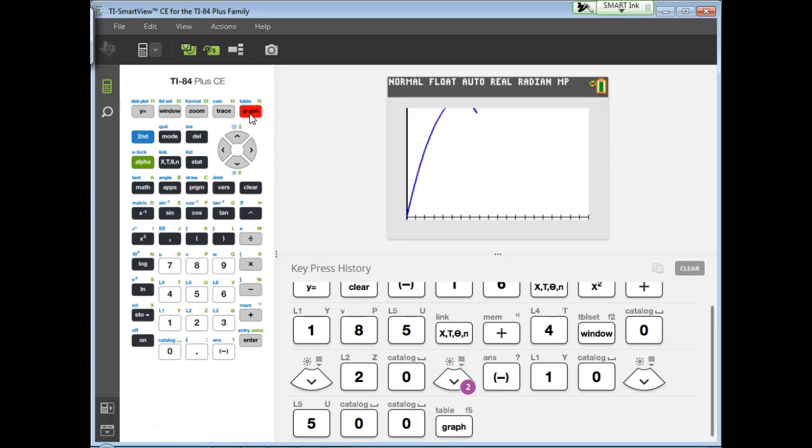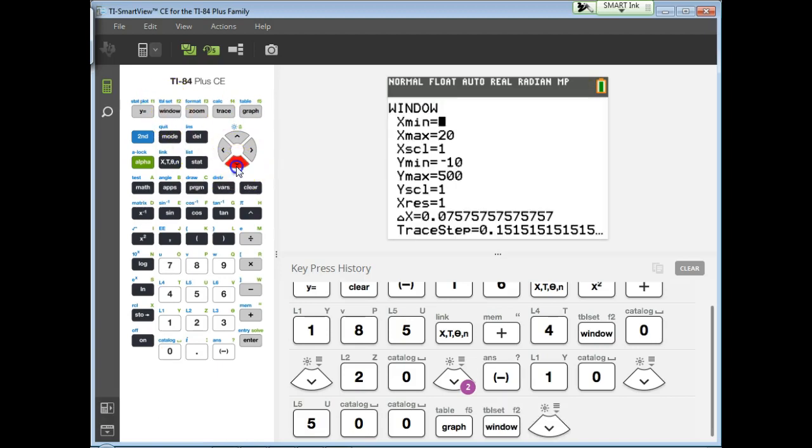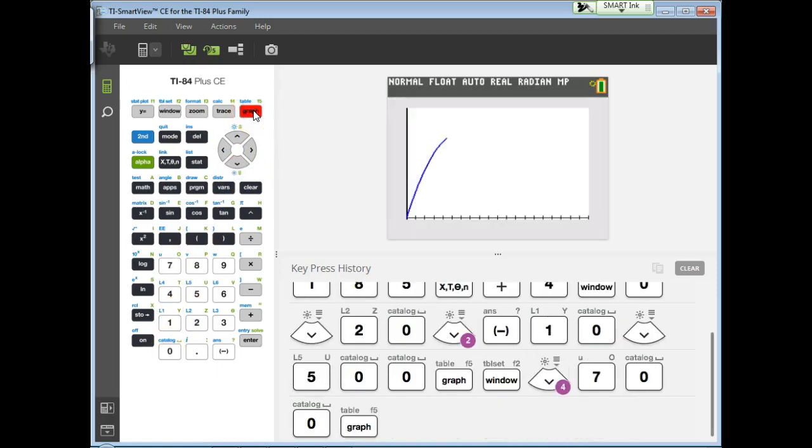So let's hit graph. Oh man, see, even 500 wasn't big enough. So I got to go back to the window. I got to extend my range. Let's go like 700 just to be safe. There we go. So I can clearly see where the arrow reaches its maximum, and I can see where it hits the ground as well.